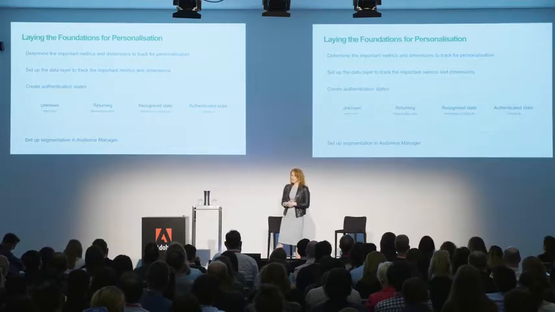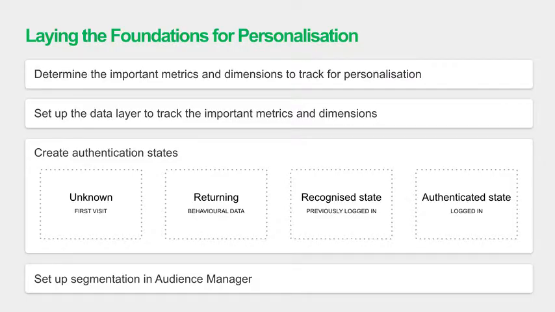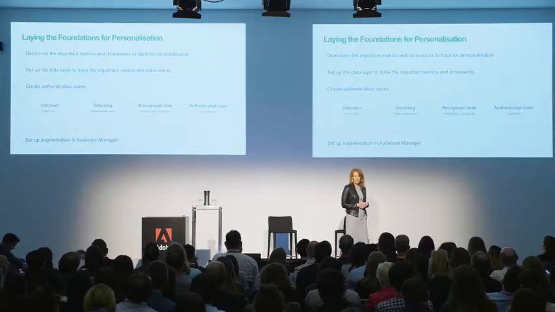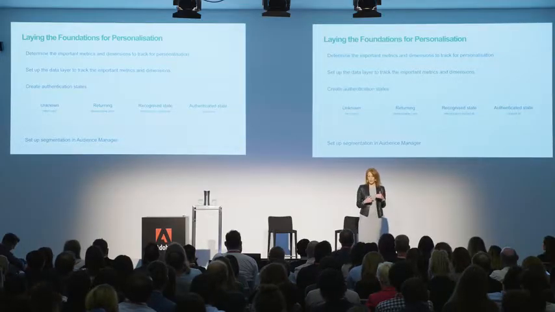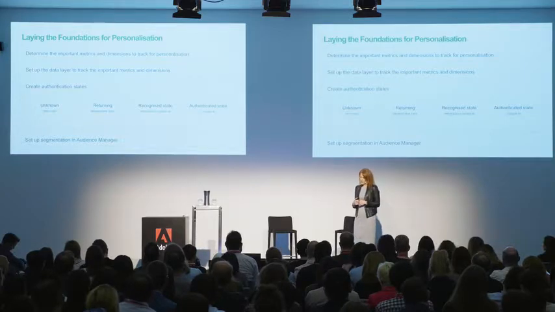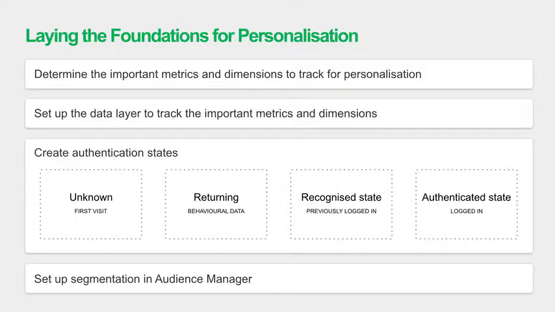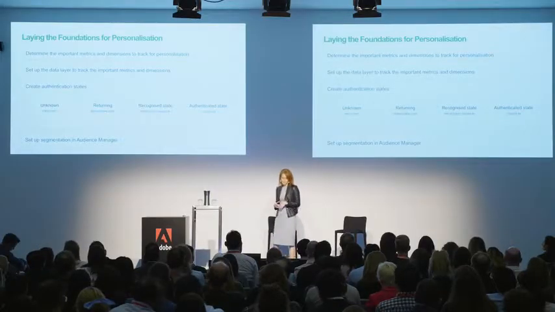And then we created some different authentication states. This is something you'll probably be familiar with from Amazon, where you come back and the site knows you, but if you want to do something, perhaps you have to log in. So we created some states from unknown, this is the first time you're visiting us. If you're returning, we've seen you before, so we might give you something a bit more familiar. You've previously logged in, so maybe we can greet you by name, and then you're actually logged in.